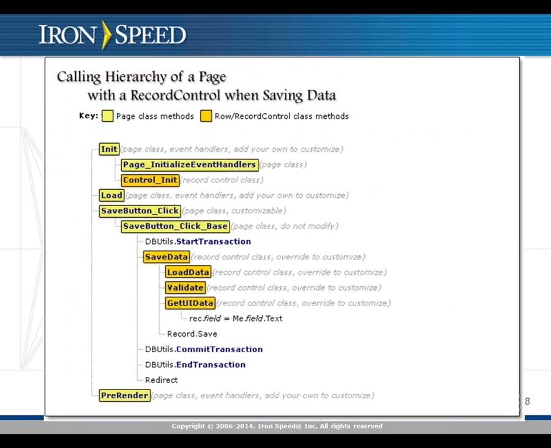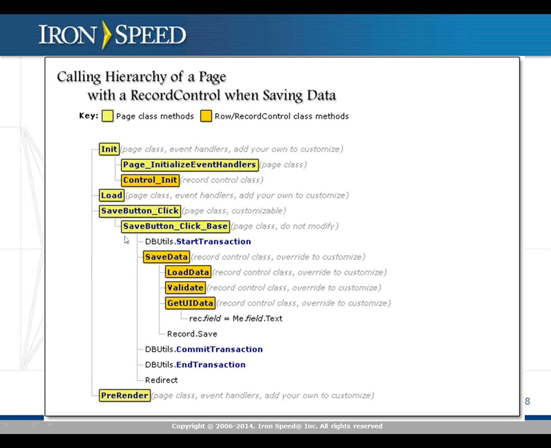Okay, so this is largely the same kind of concept that we just saw. You've got the page controls, which are in yellow, and the record control methods that are also in yellow. And you can see the page is lit, and it really looks largely the same, but you can see that after load was completed, now there was a save button click. So the save button click calls the save button click base, and that event is going to do all of the built-in normal IronSpeed handling.